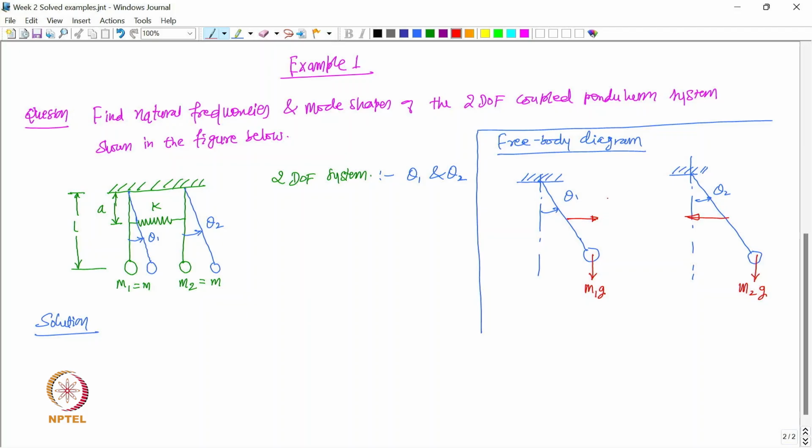So therefore this force would be k into theta 2 minus theta 1 into a, correct. So that is going to be the force of the spring. Of course, here we are assuming the angle to be small. So now we can apply Newton's law to this. So let us do that, let us apply Newton's law.